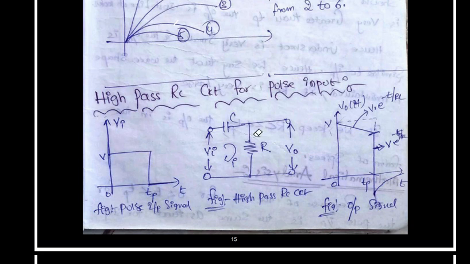So this is the input, this is the high pass RC circuit, and this is the response. High pass RC circuit for pulse input.